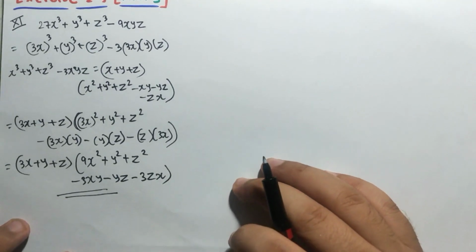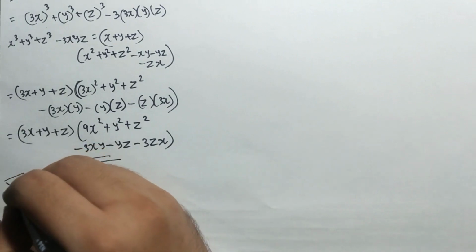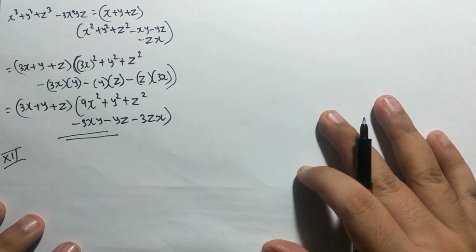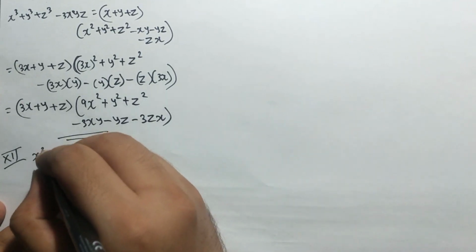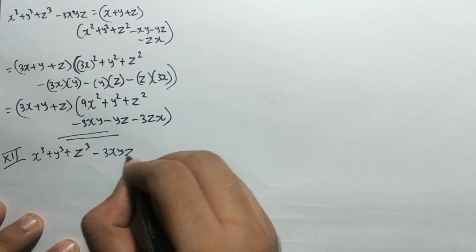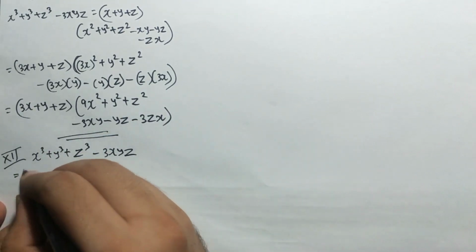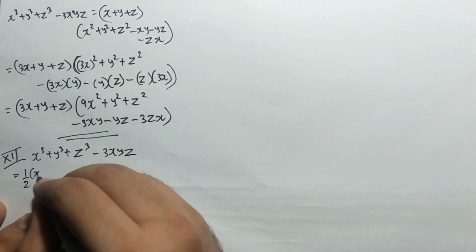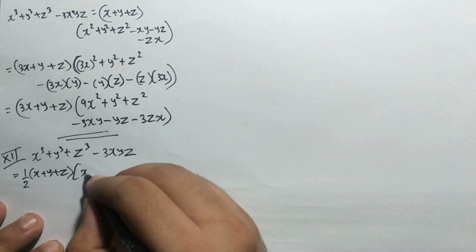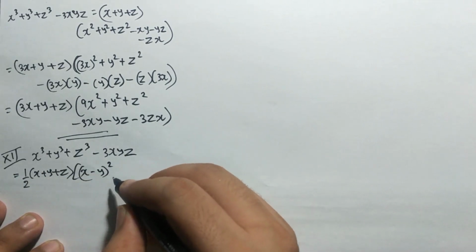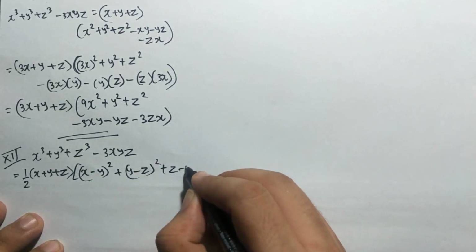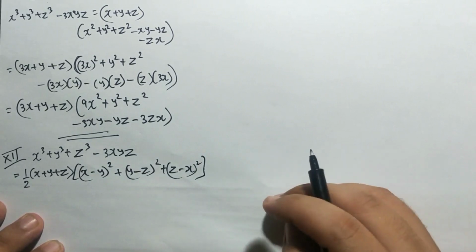That's it. Now the 12th question. In the 12th question you have to verify something. The verification is x cube plus y cube plus z cube minus 3xyz is equal to 1 by 2 of x plus y plus z into x minus y whole square plus y minus z whole square plus z minus x whole square. This you have to prove.